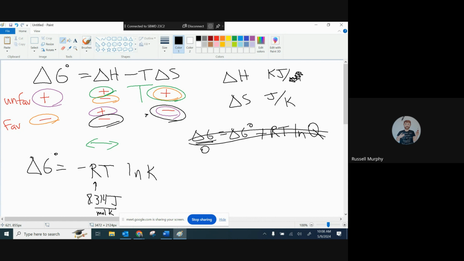If K is greater than one, then you get a positive natural log. You multiply a bunch of positive values, and then there's a negative sign, so delta G will come out negative. If K is less than one, meaning it favors the reactants, you get a negative natural log, and a negative times a negative gives a positive delta G. So if K is above one, you get a negative delta G. If K is less than one, you get a positive delta G. I almost said it wrong. Cool. What if K is equal to one? That's really weird, but then delta G would be zero.